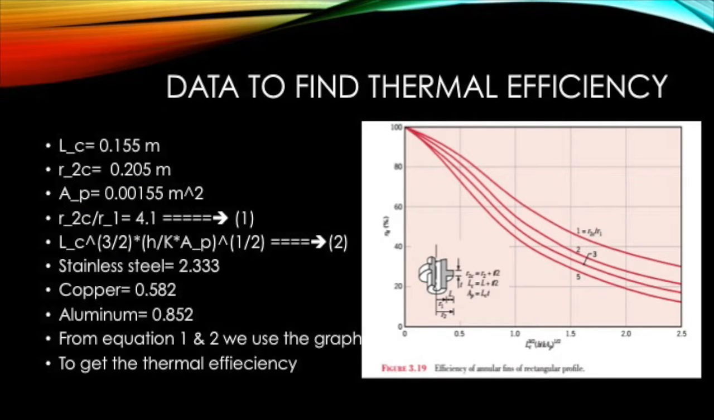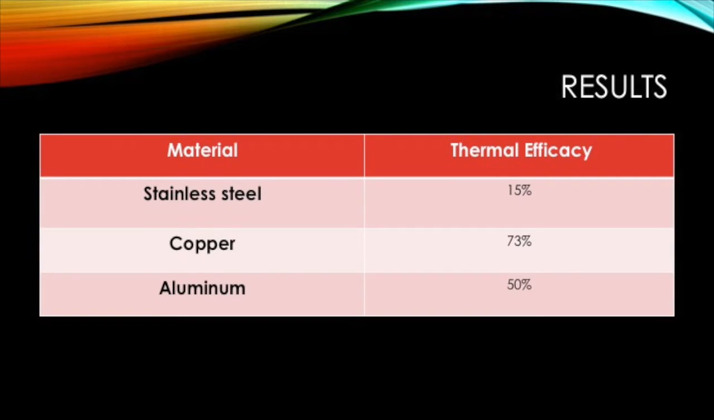In order to find thermal efficiency, we had to compute a couple of numbers and equations from the graph, and we had to get equations 1 and 2 in order to get the thermal efficiency. The thermal efficiency for stainless steel is 15%, for copper 73%, for aluminum 50%.